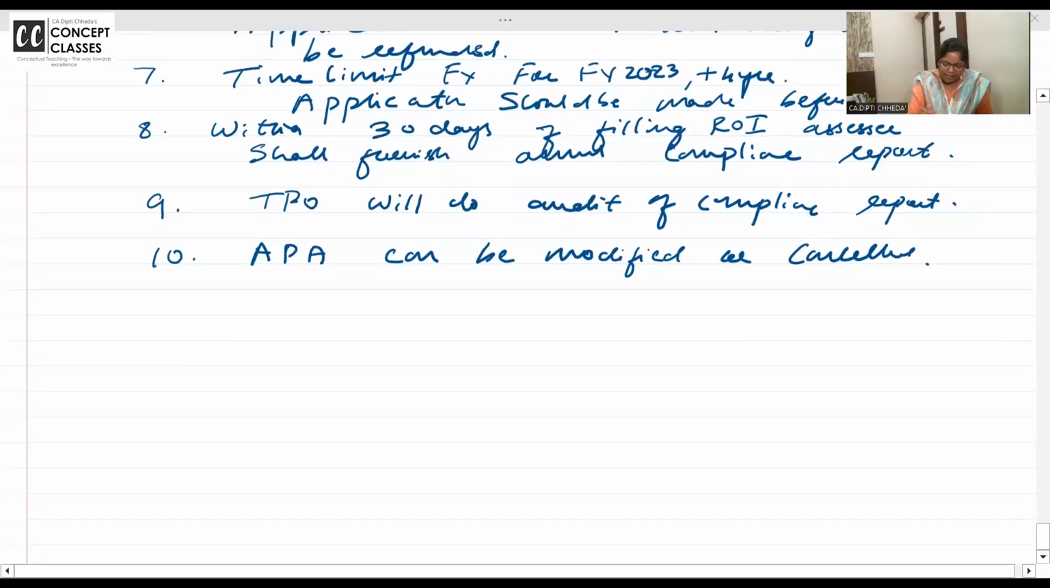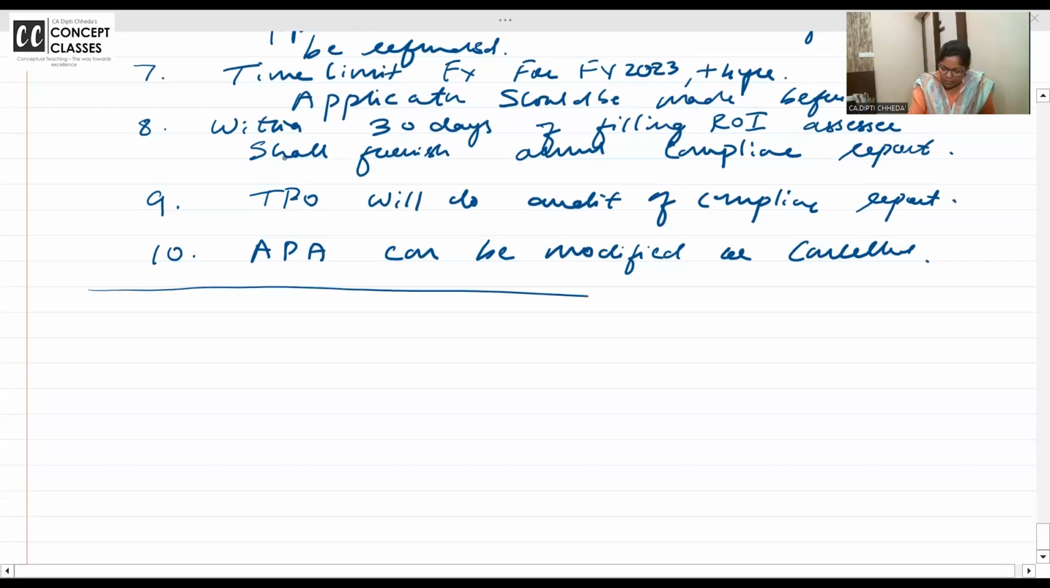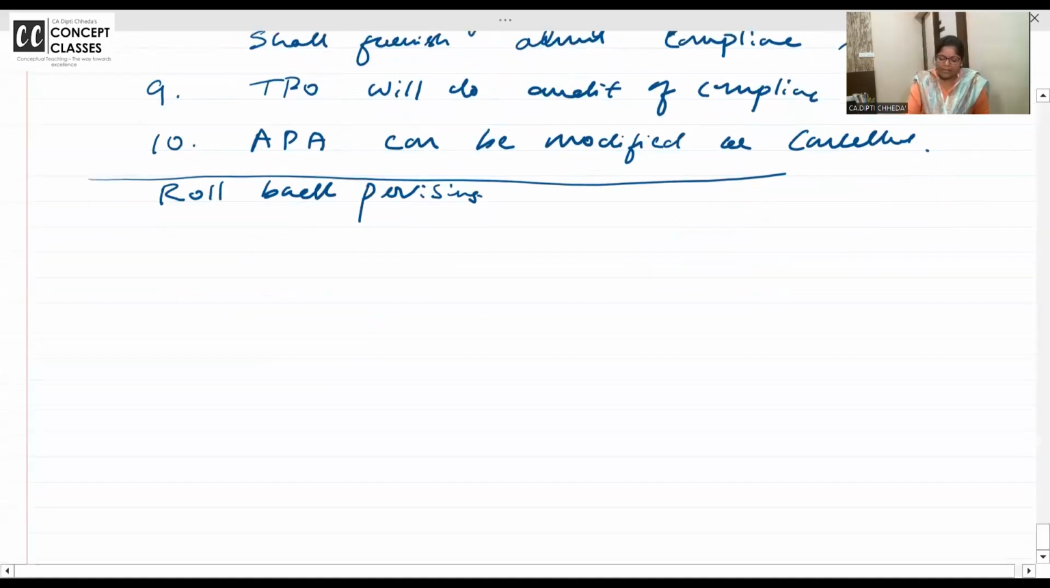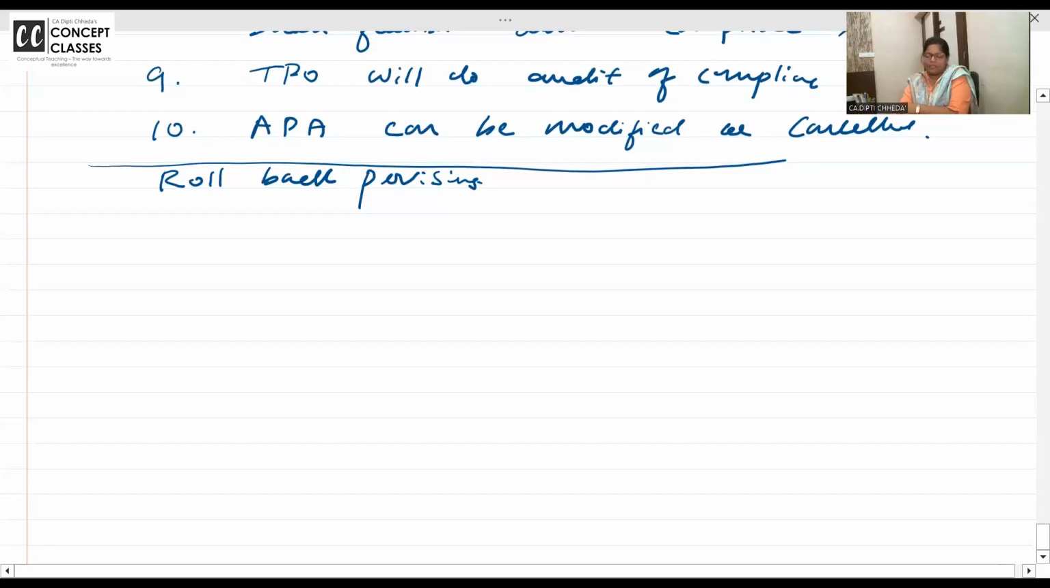अब देखो, I am making you write from here: rollback provisions. What is the concept of rollback provisions? Very easy it is. Very quickly we will do it, and some problems also we have decided to take with this. अब ये rollback क्या है? Okay, let us take one example.